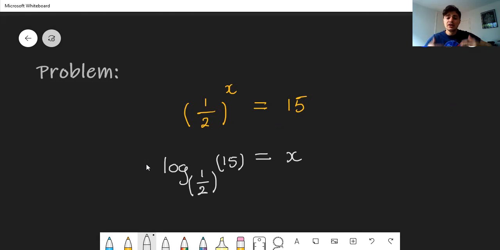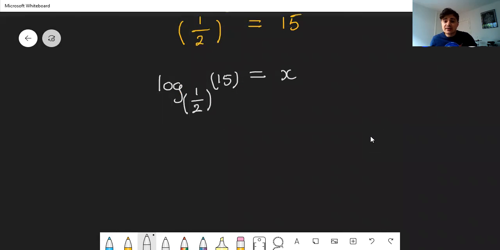It's what I said before. The log is equal to the power. So the log must be equal to x. The base number is a half. So it'll be log to the base of a half. The only number left over is 15. So this is how we can express it in this way.